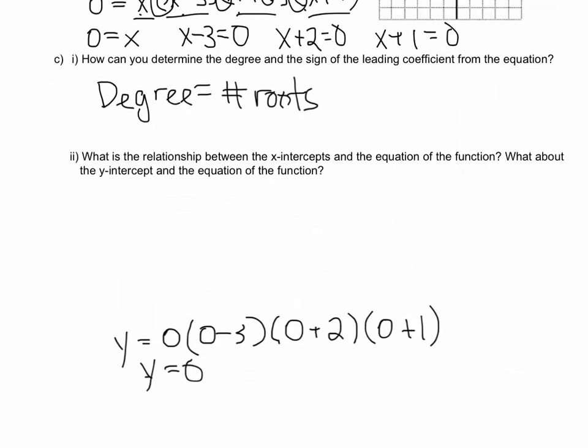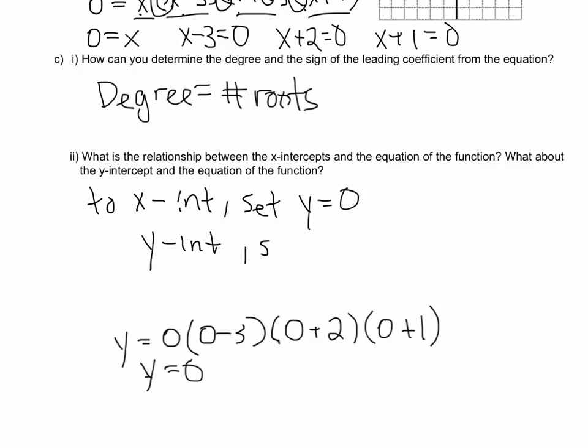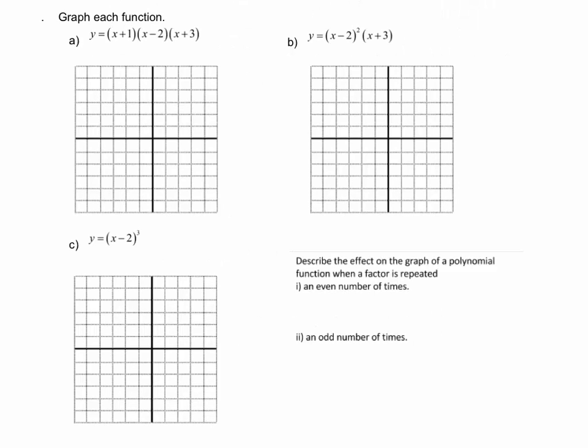The relationship then between the x-intercepts and the equation of the function: to find x-intercepts, we are going to set y equal to 0 and then solve for each of those factors. And then to find our y-intercept, we set x equal to 0 and solve for y. I'd like to show you 3 more examples then.